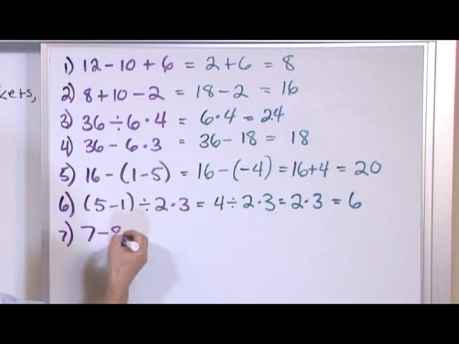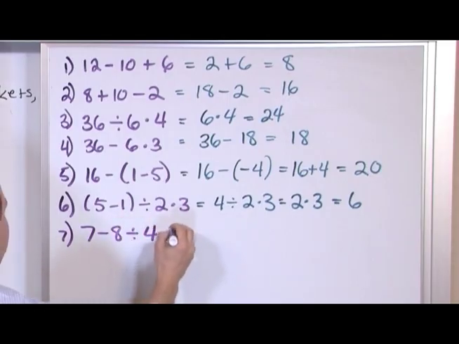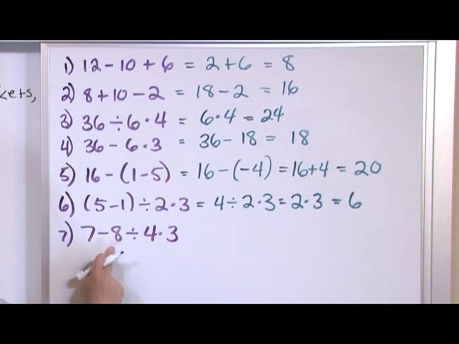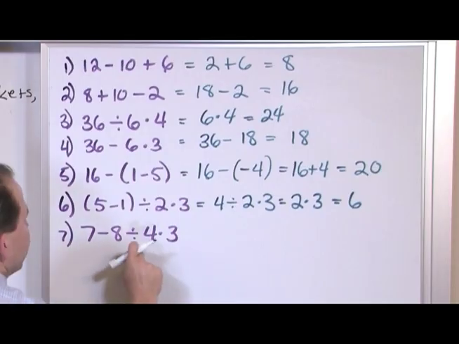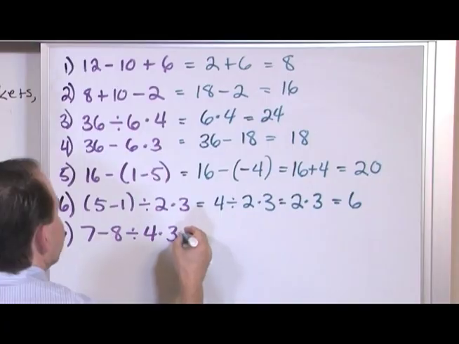Number 7. 7 minus 8 divided by 4 multiplied by 3. So we don't have any parentheses or exponents. We do have some subtraction going on, but remember the list said that we always do multiplication and division before addition or subtraction, and we do this multiplication and division left to right. So let's do it that way.